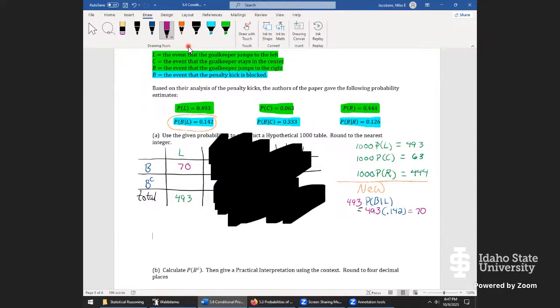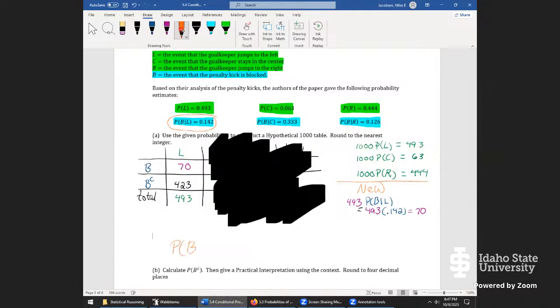Does that make sense to folks so far? Awesome. So we have 70 blocked kicks. Now we can solve the value right under. We'll just take 493 minus the 70. So that'll be 423. And if we were to try to practice calculating probability of B given L again, I'll erase this in a moment. This is what it would look like.